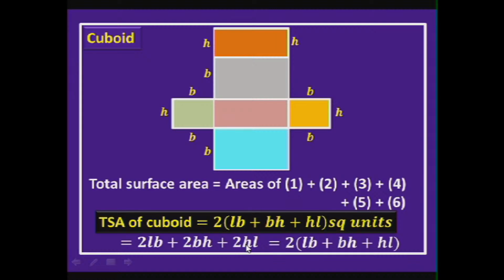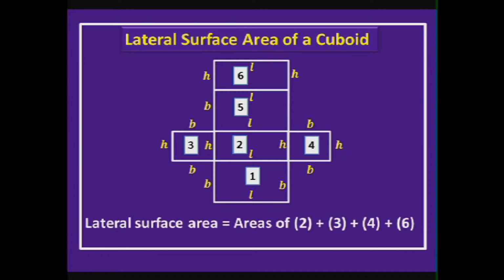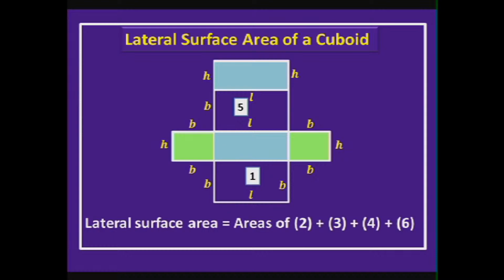So, children, let us now learn about the lateral surface area of cuboid. We have already seen, children, what we mean by lateral surface. Only the 4 surfaces. That means, we are going to remove the top and bottom. So, the 4 surfaces are here, you can notice the shaded regions. So, these are the 4 surfaces. Areas of these 4 surfaces, we will get the lateral surface area of cuboid.